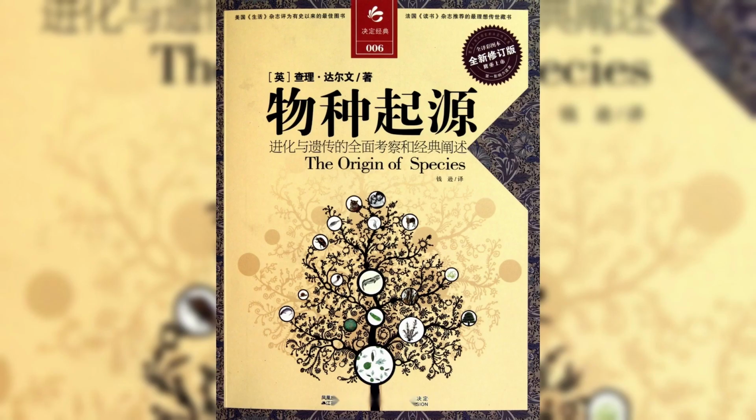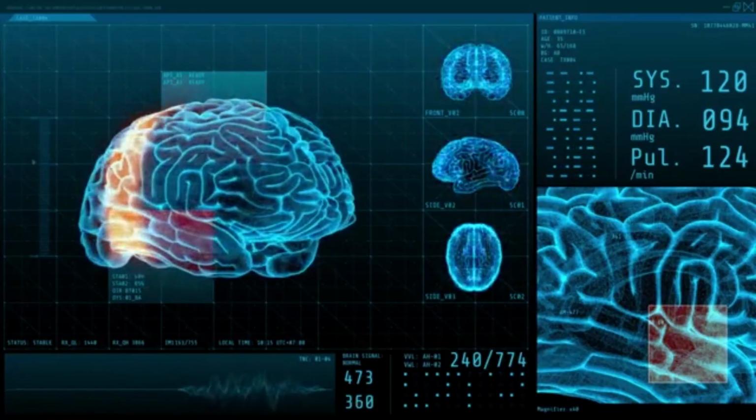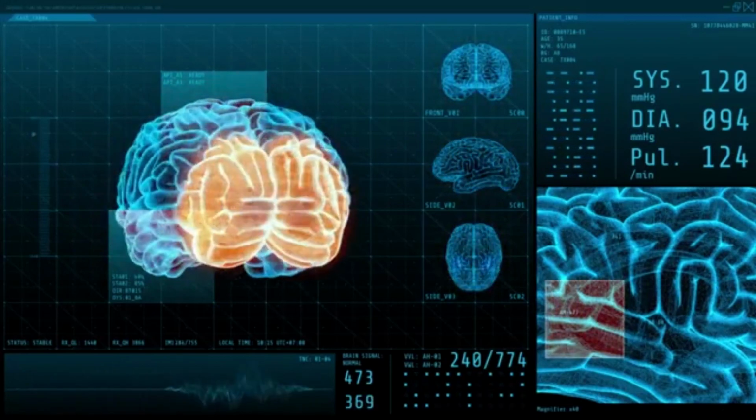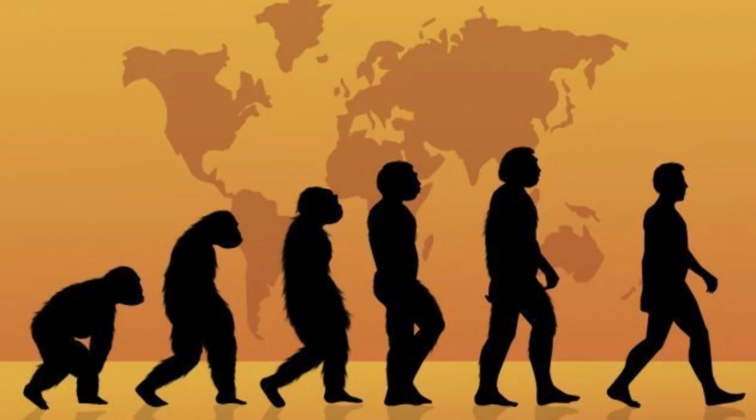In summary, selection theory is a fundamental and important theory in biology that can be used to explain many aspects of organisms, from behavioral and social behavior to the origin and evolution of organisms. By applying this theory, scientists can better understand the nature and evolution of organisms and anticipate possible future changes.